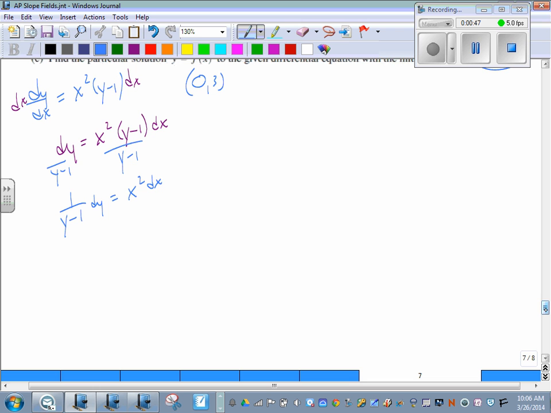So there we've separated our variables. Right, x and the dx over here, y and the dy on this side. That's worth 1 point. Then we have to do the antiderivative of each side. We're going to get 3 possible points here. First, the antiderivative of this, we're going to get natural log of absolute value of y minus 1. Over here, we get 1/3 x cubed plus c. So we get 1 point for this antiderivative, 1 point for this antiderivative, and 1 point for the plus c.